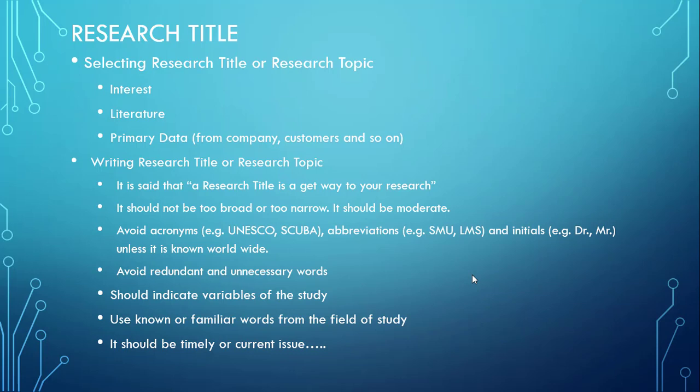So let's see some of the criteria that you need to follow in writing your research titles or your research topics. The first criterion is that your title should not be too broad or too narrow, meaning it should be broad, of course, but it should not be too broad and should not be too narrow to work the research. It should be moderate.